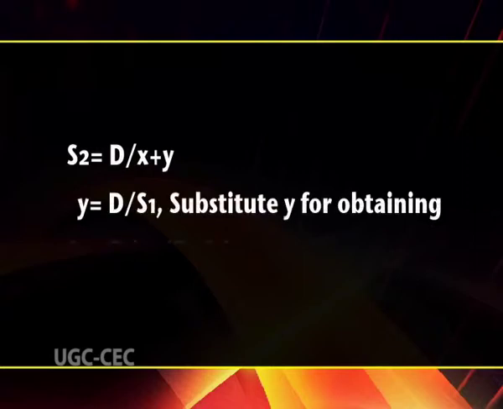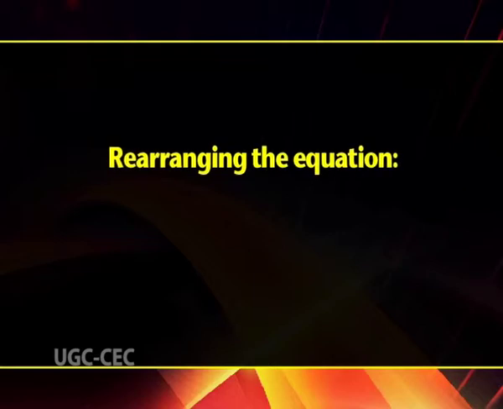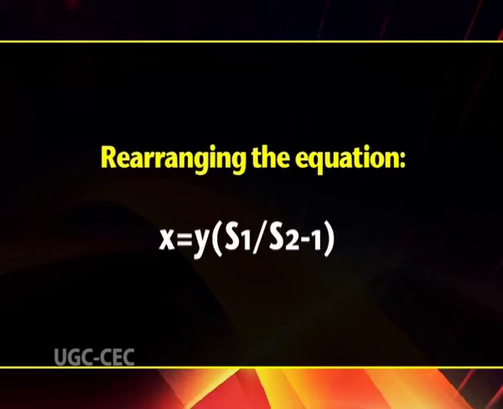Clearly, the conservation of material says that S2 is equal to D by X plus Y. Since Y is equal to D by S1, we can substitute Y for obtaining S2, which is equal to D by X plus D by S1. Rearranging the equation, we get X is equal to Y into S1 divided by S2 minus 1. This is the basic equation of direct isotope dilution analysis.